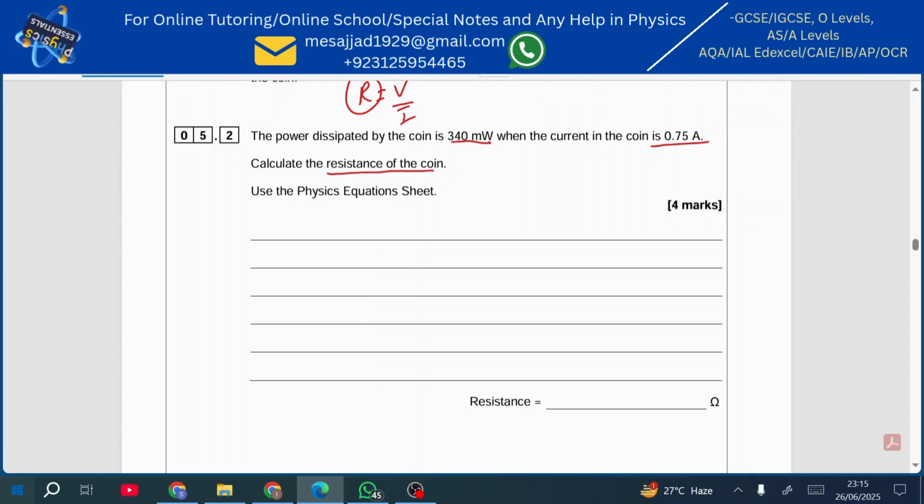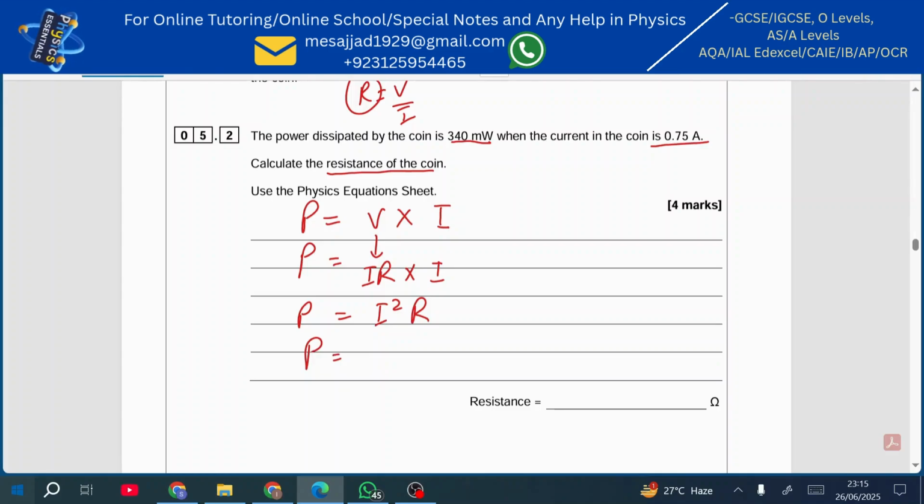So first of all, you need to use power equals product of voltage and current. Remember that, okay? But by Ohm's law, we have V equals IR, right? So here we will get I squared R. Why did I do that? Because I only have the power and the current, and I need to find out the resistance. So from here, I do this cross multiplication and I will get the resistance.